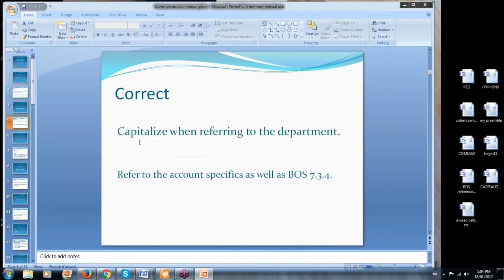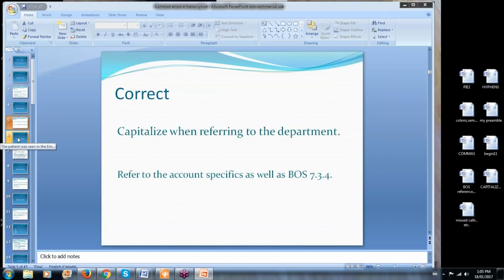It is correct. You capitalize when referring to the department, okay? And you can refer to the account specifics. It has it in that. And it also has it in BOSS 7.3.4. So you can check it out either way. But just remember, first and foremost, you always follow your account specifics first before your book of style, because that will always trump the book of style rules. So I just gave you both, but just always keep that in mind. So remember that. It is correct. Capitalize when referring to the department. All right.